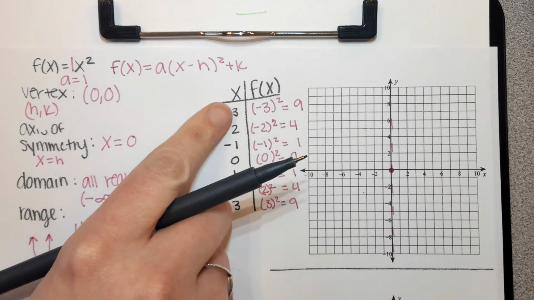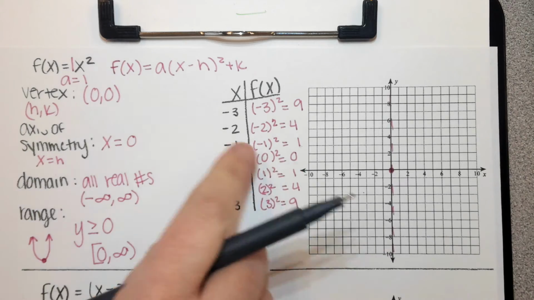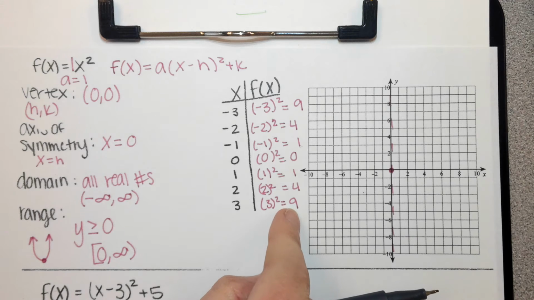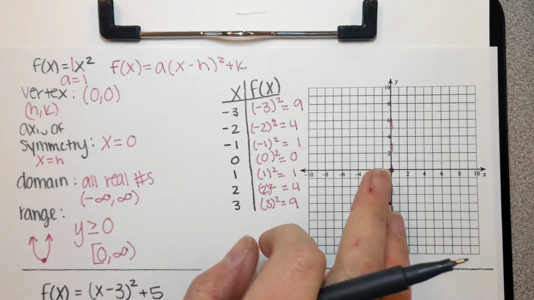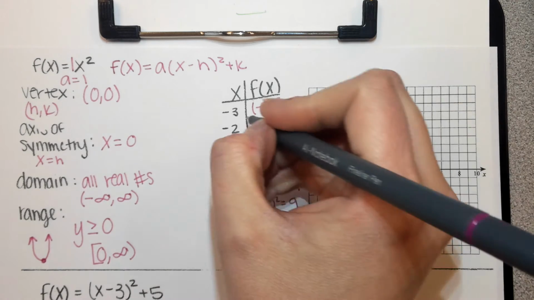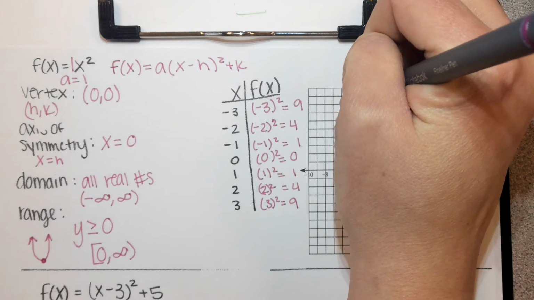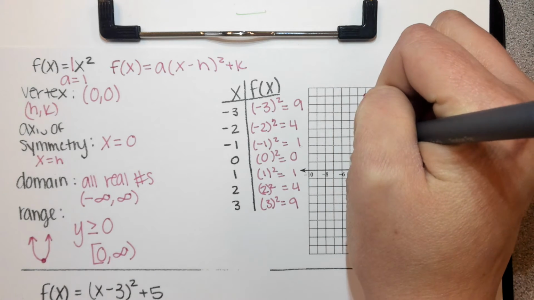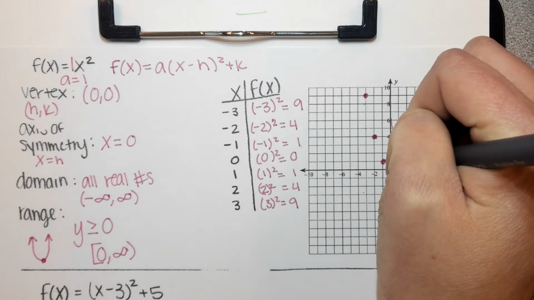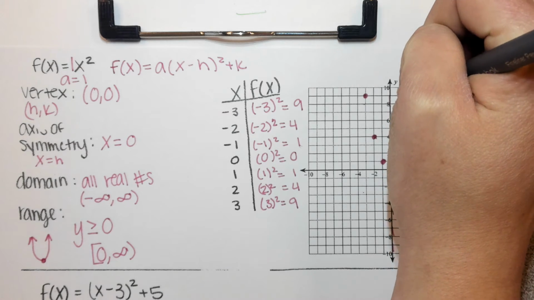What do you notice? As you cross from the negatives to the positives, you pass that vertex that we found, the numbers repeat. Okay, that's what gives us our symmetry. So it's going to be the same on both sides of the vertex. Okay, so we have negative 3, 9, and negative 2, 4, and negative 1, 1, 0, 0, 1, 1, 2, 4, and 3, 9.